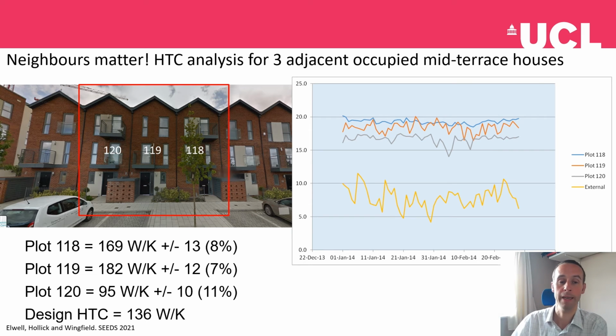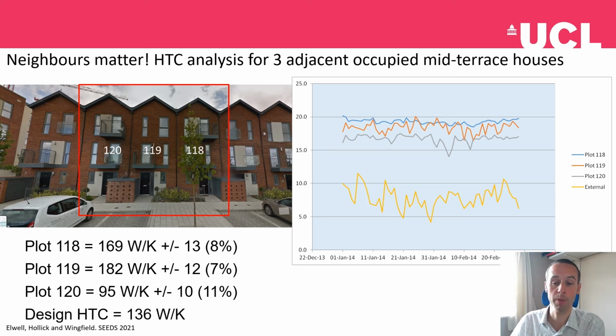So what we've looked at here is 3 nominally identical houses and estimated the HDC using another simple method, although this time we've included an estimate for the hot water usage because we had heat metering. And first thing to note is that house 120 is cold compared to the others, and the result of this is the estimate of the HDC for plot 120 is very low.